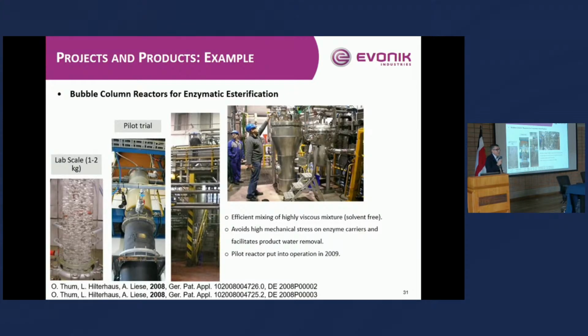And this is now the larger scale version. This was the 2-liter bubble column in our labs. That's a 200-liter trial in Germany that was set up with pure reactants already at the Nevonic site. And nowadays, it's in production for one Asiatic region as well as in Germany.